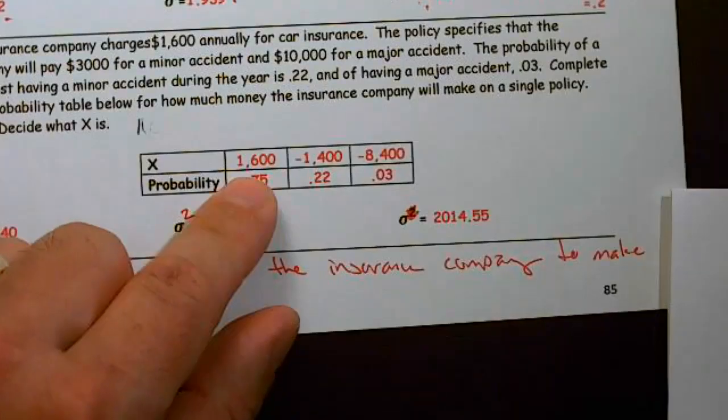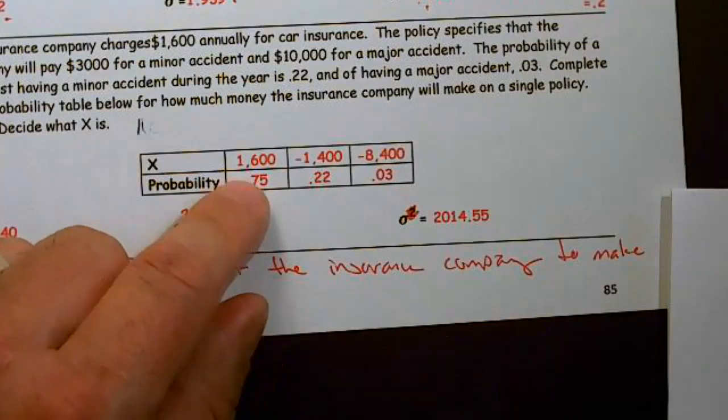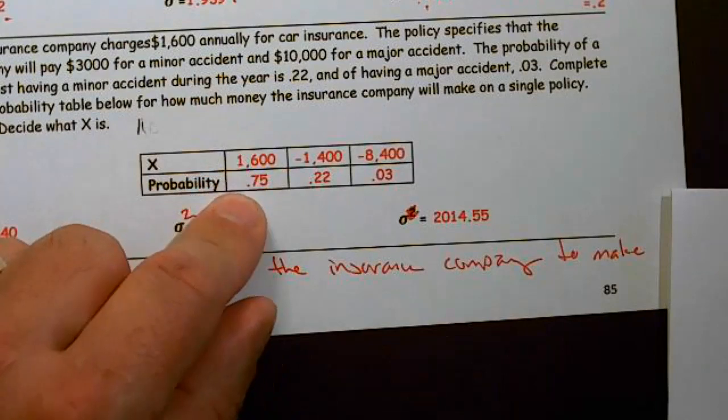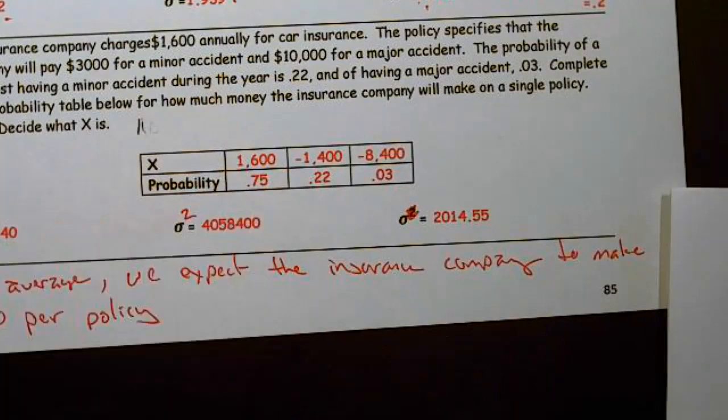All right. And for the last one, 75% of my 50th percentile is included in the 1600. So my median value would be 1600.